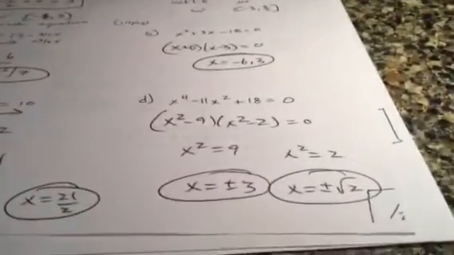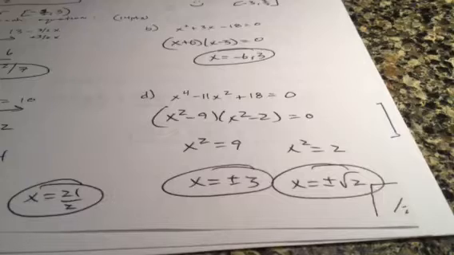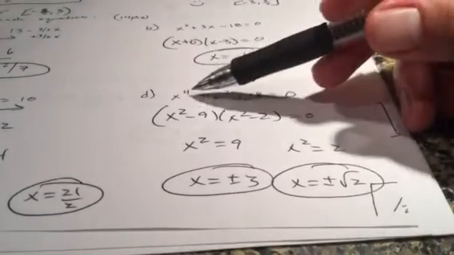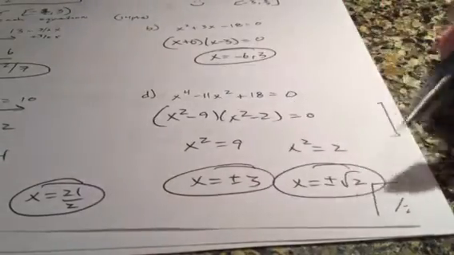Here, this one is really just like b, only that instead of having x and x, you're going to have x squared and x squared. All right, so when you take the square root, it's always plus or minus. You should have 4 answers. That means you could have plus, minus, that is 4 solutions.